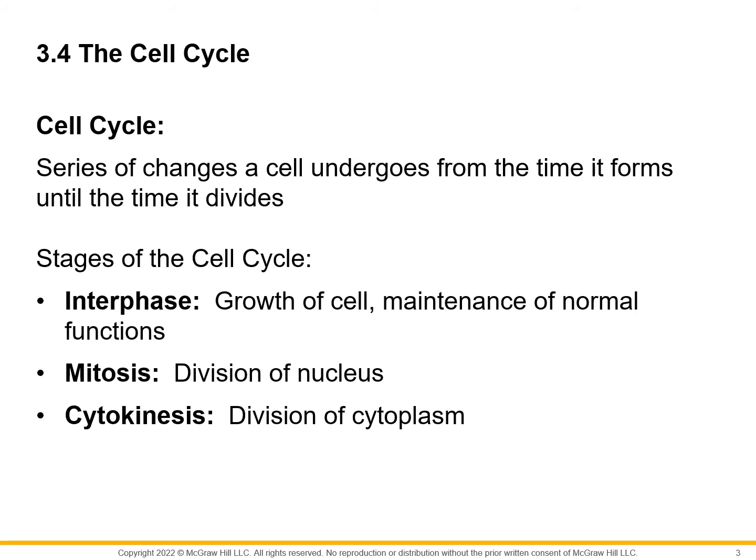So the cell cycle includes both normal life processes, which we're going to say is interphase, and then division. There's two types of division. Mitosis is the division of the nucleus and the genetic material. Cytokinesis is the division of the cytoplasm, so everything else.